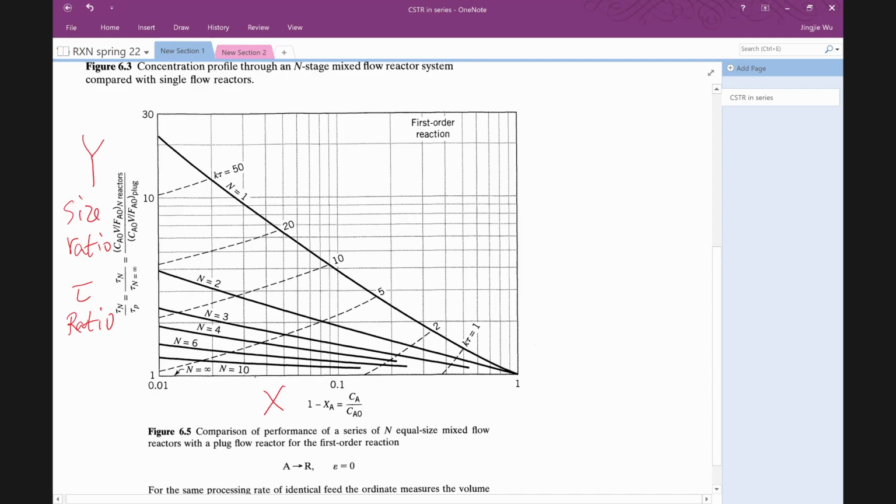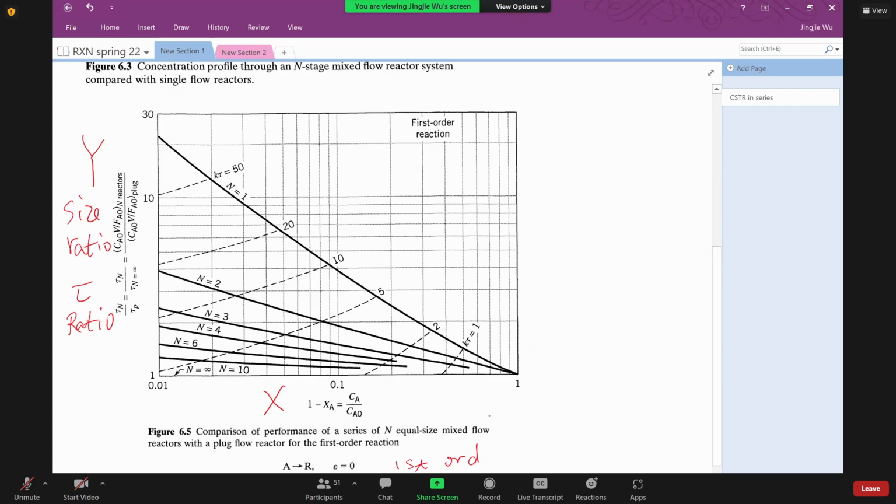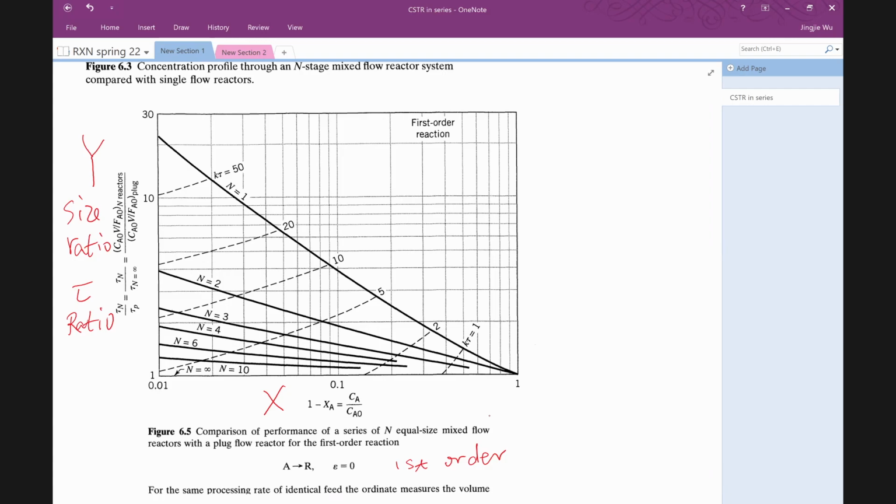What does this figure mean, okay? Let's assume it's a first order reaction, and liquid phase. For example, now you have one CSTR, so N equal to one. Then you can see this is one minus X. That means if the conversion increases, this decreases. So we need to read it this way. This actually means the increase of your conversion, okay?